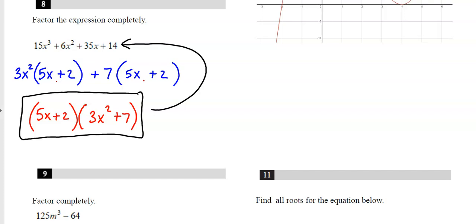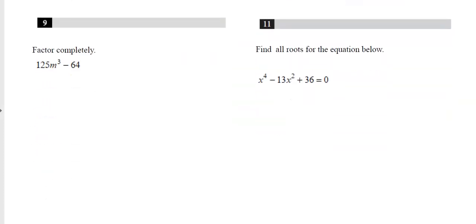All right, number 9. Number 9 says, looks like this is the difference of cubes. So if you look back in your notes, it might have been like 6-4 or something. The difference of cubes, meaning I'm subtracting two perfect cubes. For instance, I know that 5 to the third is 125. And I know that 4 to the third is 64. So I know those numbers are cubes. And I know that m to the third is also m to the third. So those are all cubes.